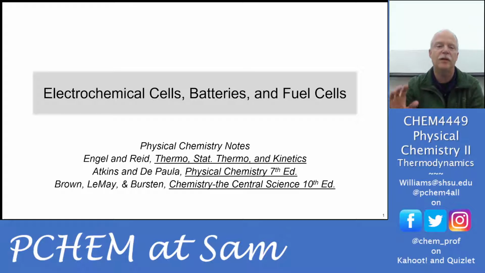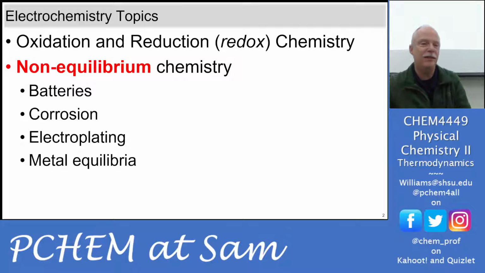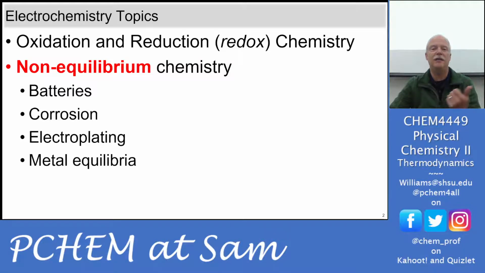So let's jump in. Today we're going to cover a lot of review. I'm going to go pretty quickly through the redox material so we can get to the applications of batteries and flow cells. If I feel like I'm going fast, just watch the video. You can pick up on it again. And if you play it at double speed, it'll really be 3 times speed. Okay, so these are the electrochemistry topics we're going to talk about. We'll review oxidation and reduction chemistry, which we call redox. And then we'll talk about batteries, corrosion, electroplating, and equilibria between different metals and metal oxides.